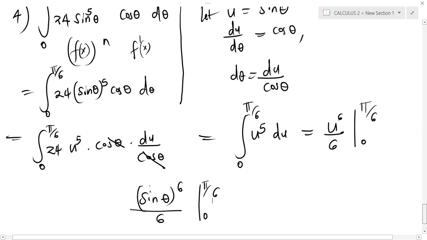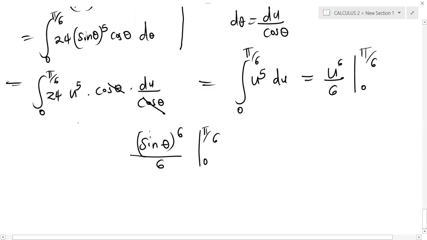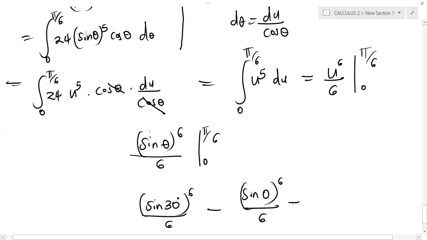So replacing with pi over 6, pi over 6 is just the same as 180 divided by 6, so that's 30 degrees. So we have sine of 30 degrees raised to power 6 over 6 minus, replacing with 0, sine of 0 raised to power 6 over 6. So this will just give us sine 30 degrees raised to power 6 over 6, because the other side will be 0. So you can evaluate that in the calculator.